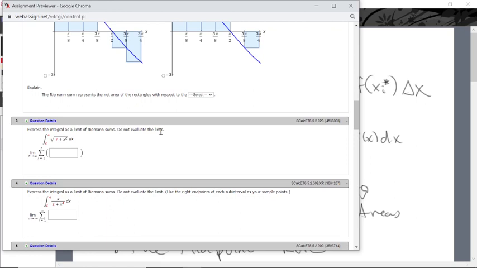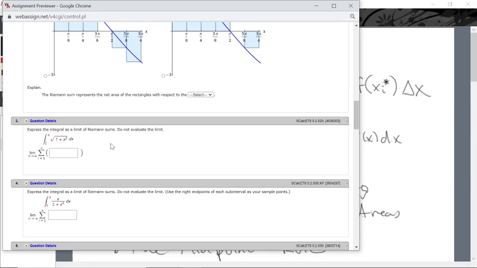You are not being asked to evaluate the result of this. No one's asking you to figure out what this integral is equal to yet. In fact, this is not an integral that you would be able to do until your next semester of calculus. But what you can do is you can approximate this integral by the use of a Riemann sum, and you can start here by writing it as a Riemann sum. So express it as a limit of Riemann sums.